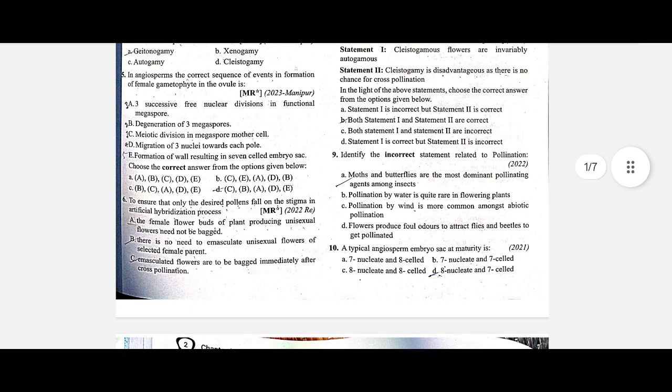Given below are two statements. Statement 1: Cleistogamous flowers are invariably autogamous. Statement 2: Cleistogamy is disadvantageous as there is no chance of cross-pollination. Then the answer is both statement 1 and statement 2 are correct. Option number B is correct. Question number 9. Identify the correct statement related to pollination. A. Moths and butterflies are the most dominant pollinating agents among insects. This is the correct option of this question.